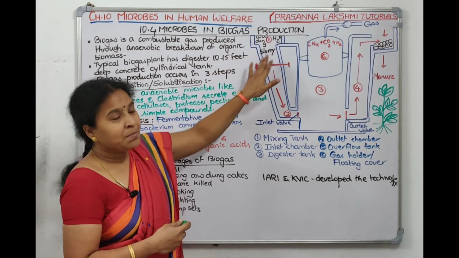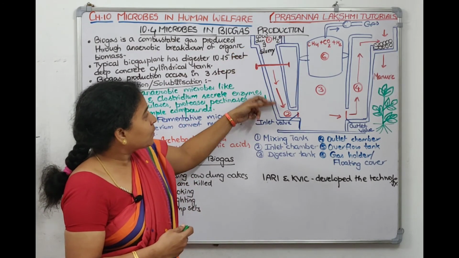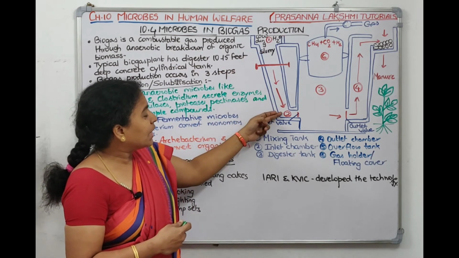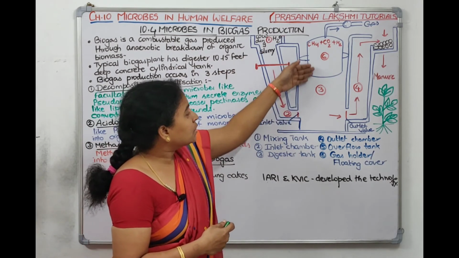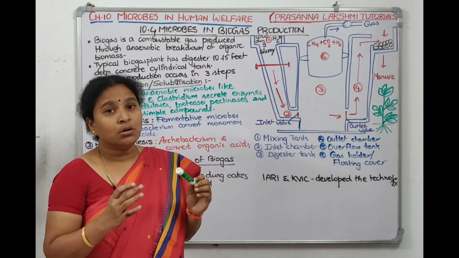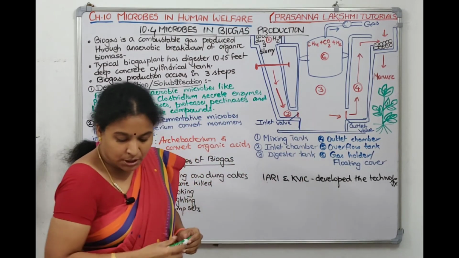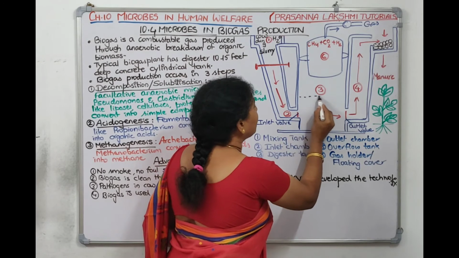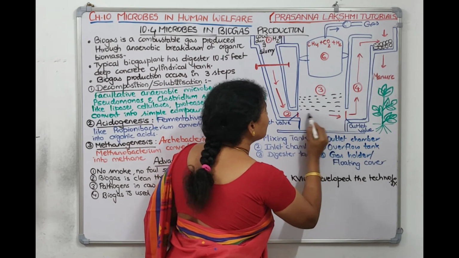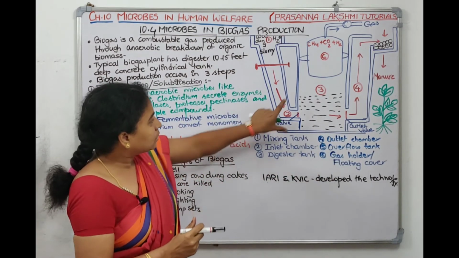When the slurry is ready, we'll open this valve and the slurry is sent through this one, which is called the inlet chamber. The slurry comes through the inlet chamber into the third one, which is the main digester tank. Don't overdump the digester, only to the 2/3 level of the digester we will take the slurry. Why only to the 2/3 level? Since it generates gas, and for the gas we need space, that is why only to the 2/3 level.